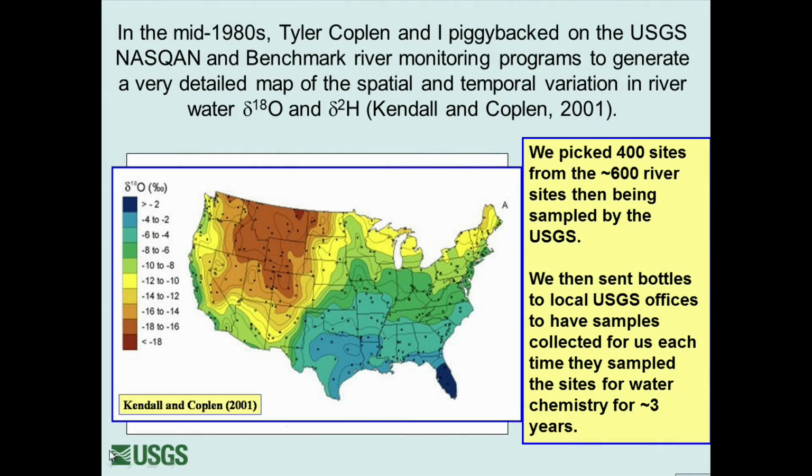That was 20th century technology. This is the list of sites where we collected samples. It was roughly 12 samples a year, 8 to 16 depending on the site, over about 3 years. It took us a long time to publish it, but this is what we got. We were testing the hypothesis that the water in streams was so connected to the atmosphere that it would provide a pretty good proxy of the spatial and temporal variation in precip.